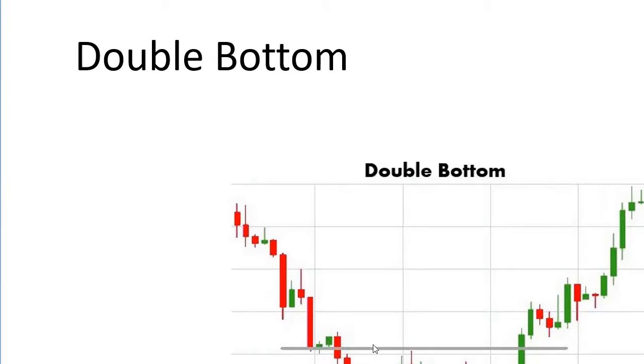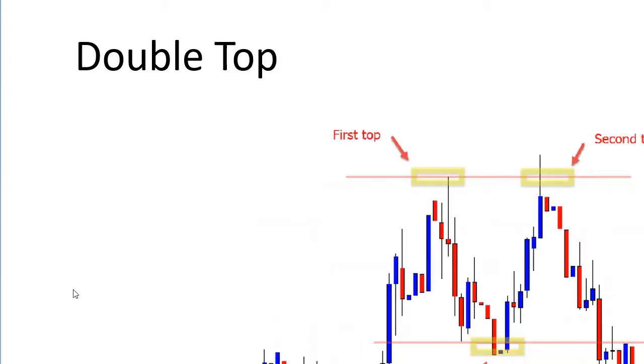All right, here's the double top. What you obviously want to look for is two strong areas of resistance, usually in the same range. And you'll have a neckline here of the support. So you have two tops, three support areas. And this is after a run-up has happened. So that's another key thing with the double bottoms and the double tops.